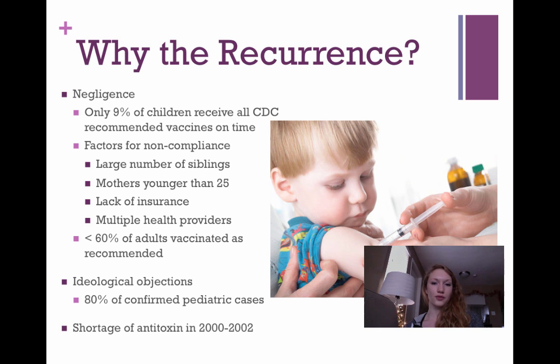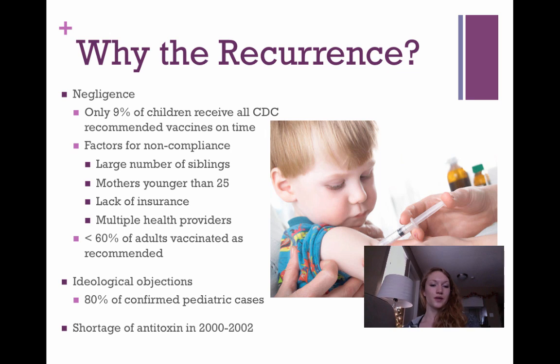So we have this safe, effective vaccine. Why is there still recurrence of this disease? Most of it is negligence. The 2000 National Immunization Survey found that only 9% of children receive all recommended vaccines at the recommended ages. And by 2 years old, around 90% of children receive at least one vaccine outside the recommended age ranges. And factors that increase noncompliance are a large number of siblings, mothers that are younger than 25, a lack of insurance, and multiple healthcare providers.